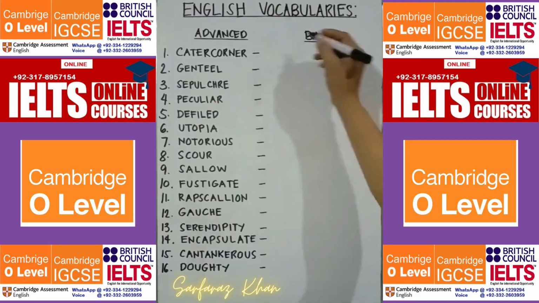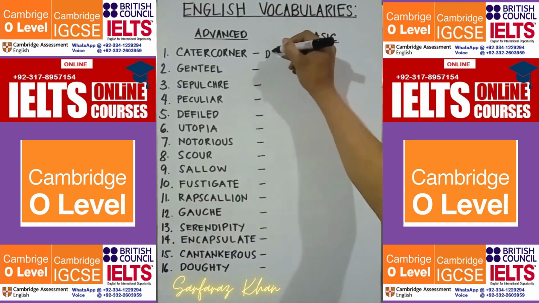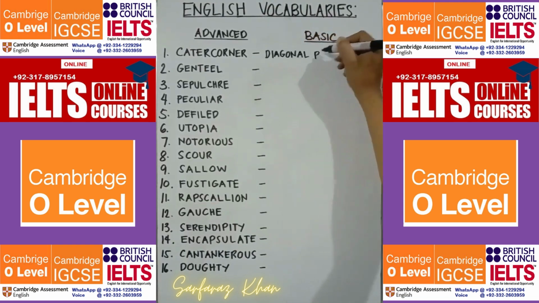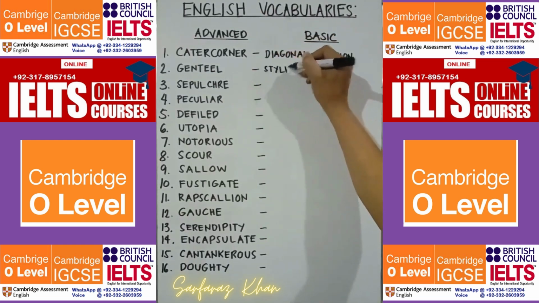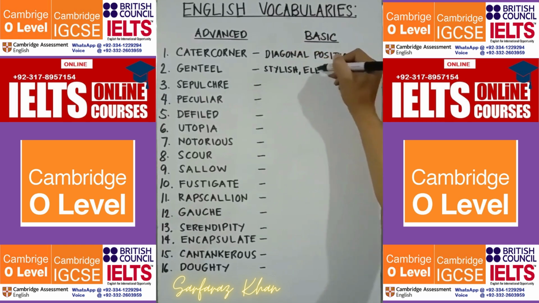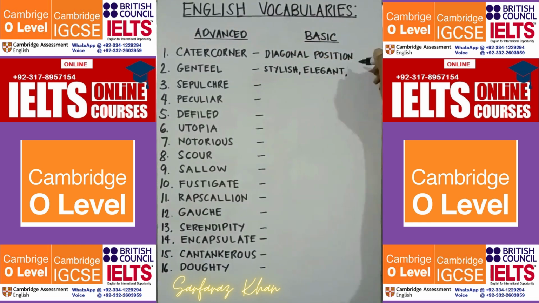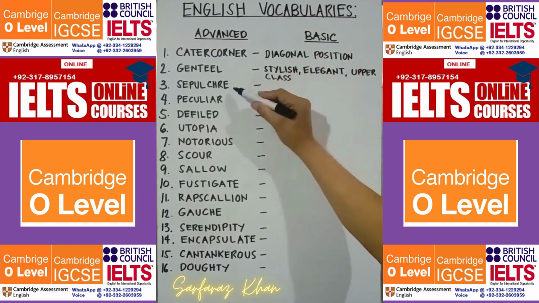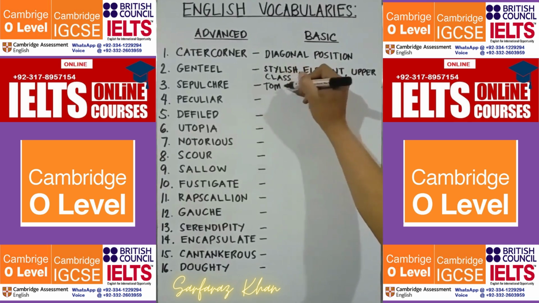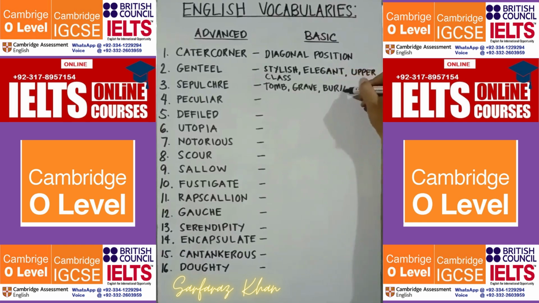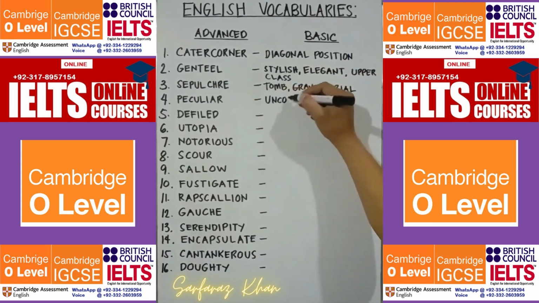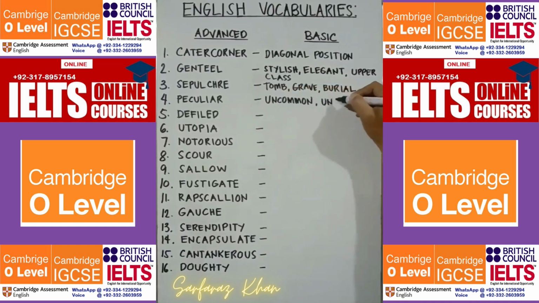English vocabularies: advanced versus basic. Kitty corner: diagonal position. Genteel: stylish, elegant, upper class. Sepulcher: tomb, grave, burial. Peculiar: uncommon, unique.